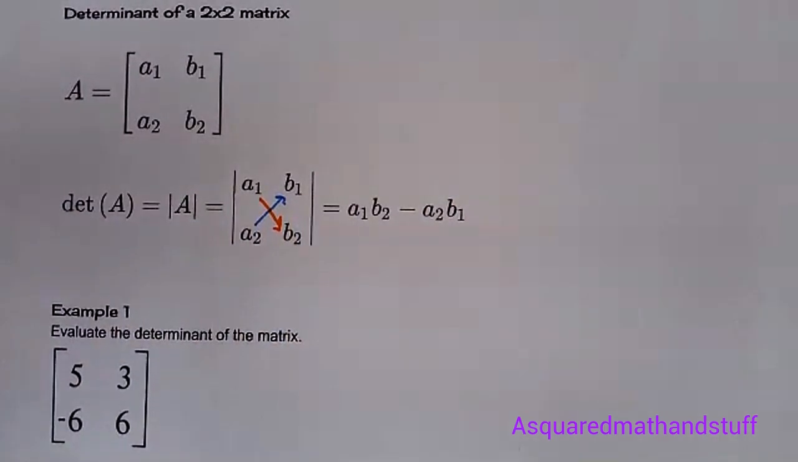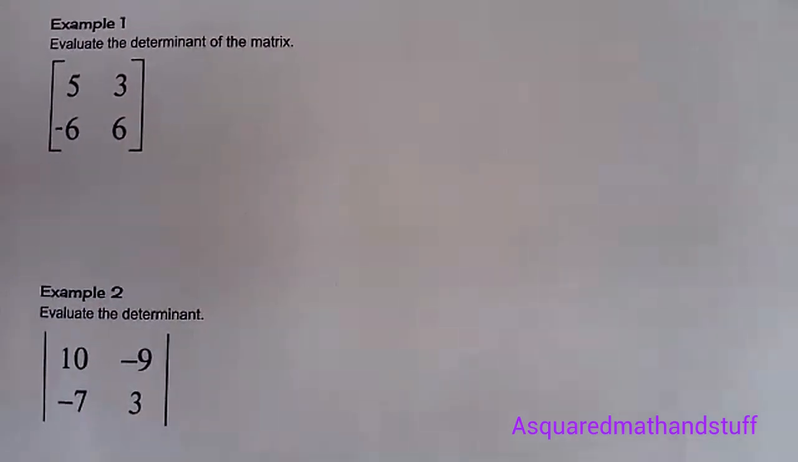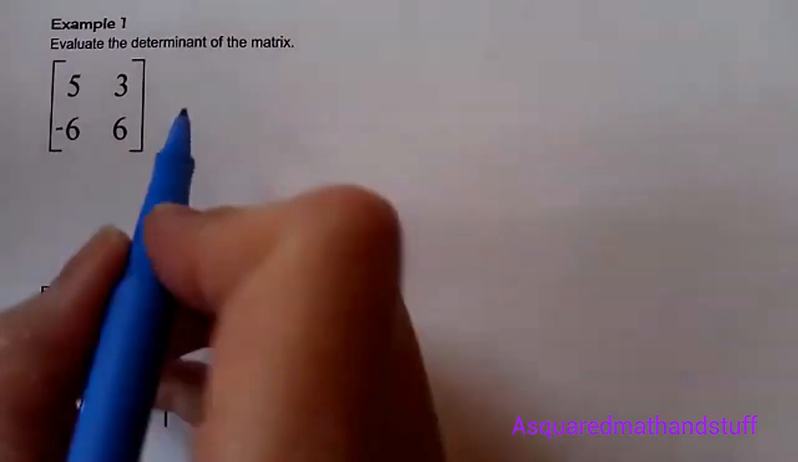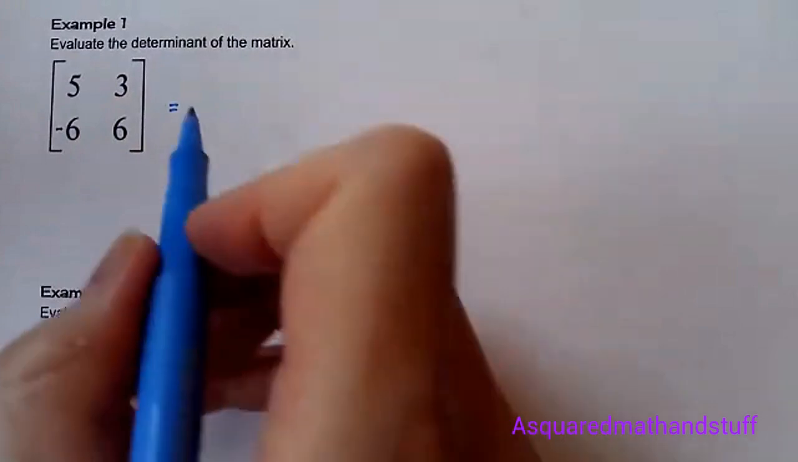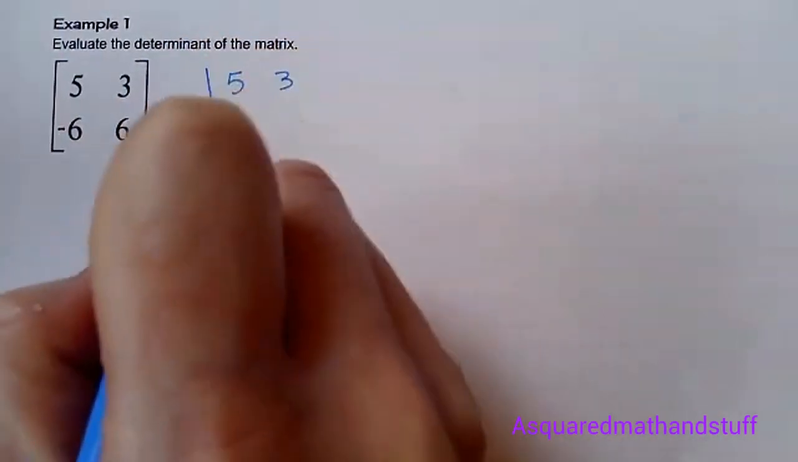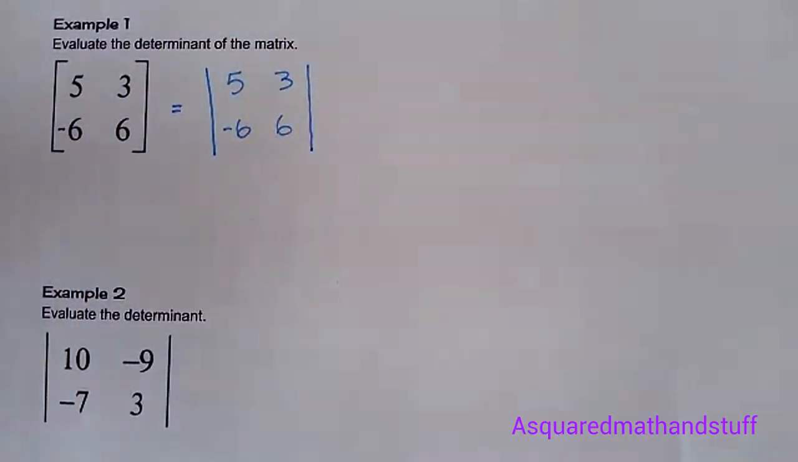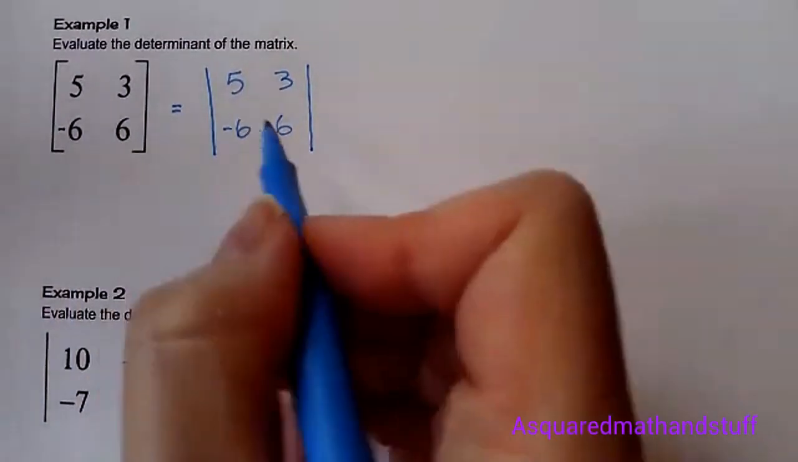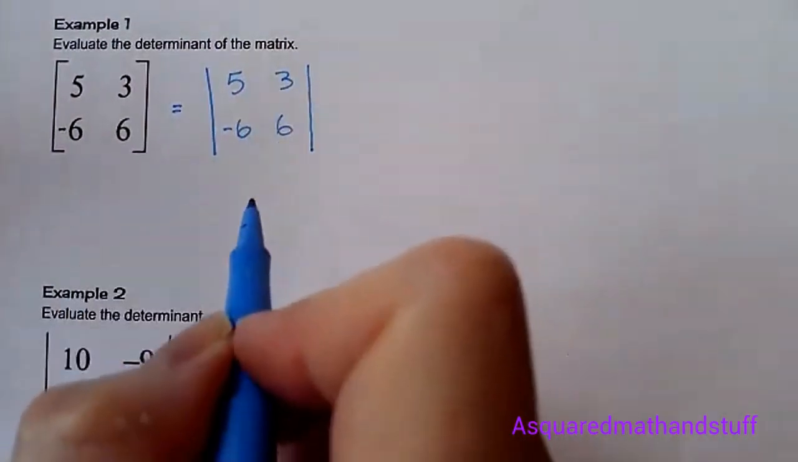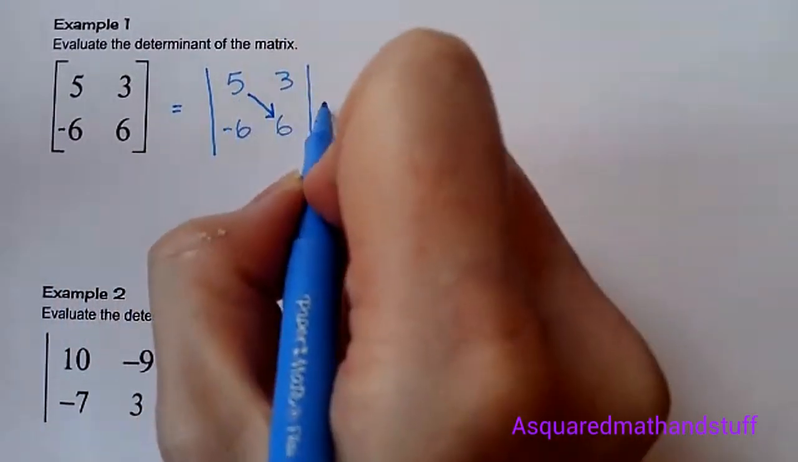So let's go ahead and calculate one. I have this example down here, the first example we're going to do for this. And we are given a matrix and we're asked to evaluate the determinant. So let's first rewrite this using those vertical lines. So it would look like this: 5, 3, -6, and 6. And now we can say that we're looking to find the determinant for this because we have these vertical lines and now we can do the crisscross system. So we'll first take 5 times 6.